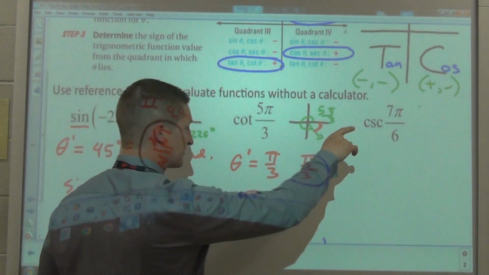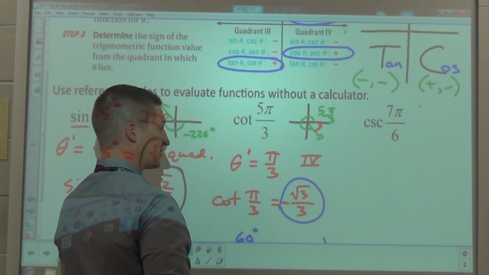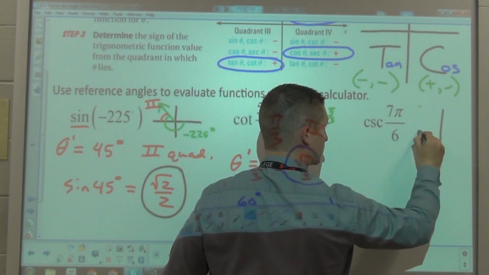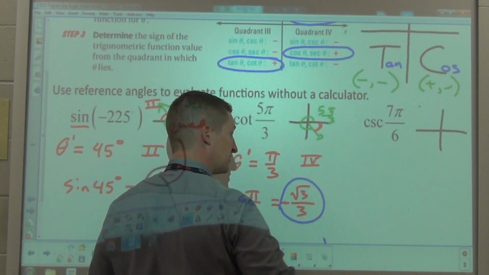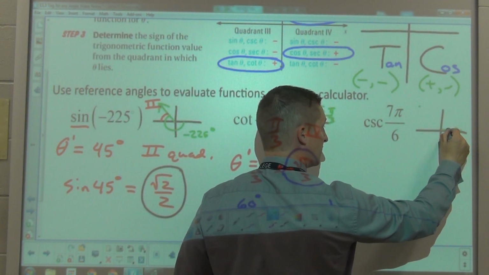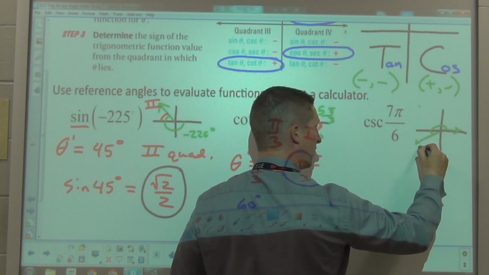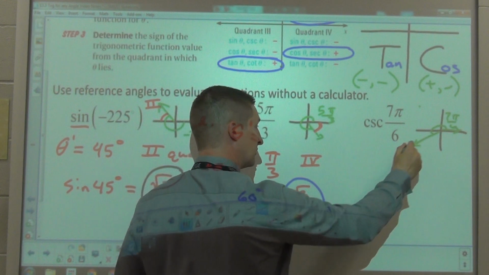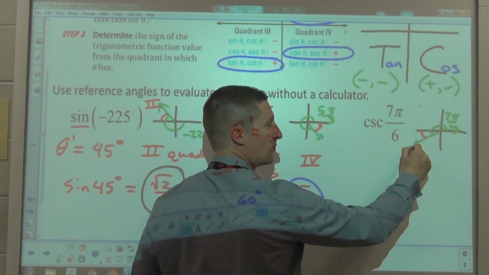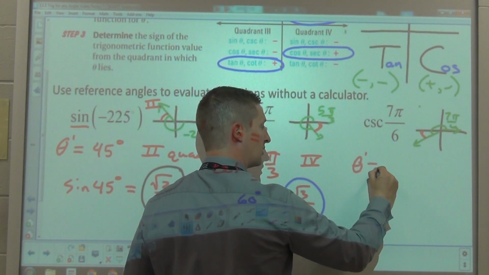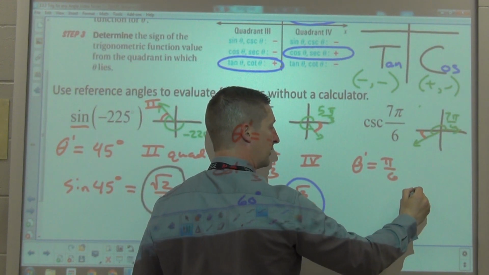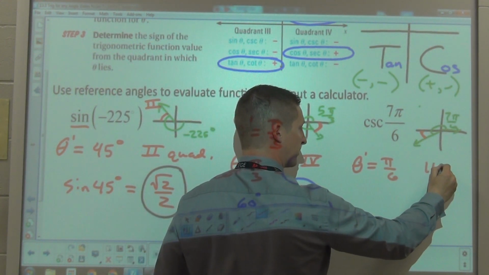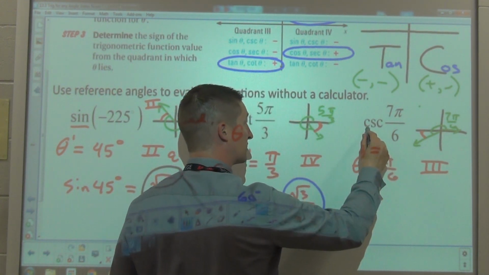The cosecant of 7/6 pi. Again, working through our process here, we draw a little picture to figure out what the reference angle is. 7/6 is a little bit more than 6/6, so it's a little bit more than 1. Which means our reference angle is just a little bit past 1. Well, how far past 1 did I go? About 1/6 of pi. And this happens to be in the third quadrant, working with cosecant.